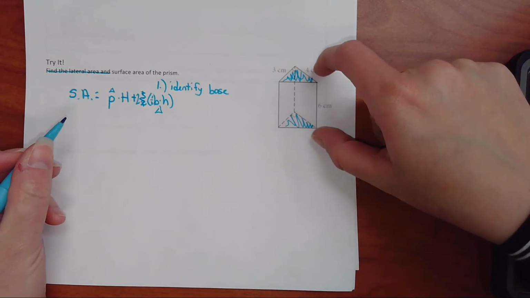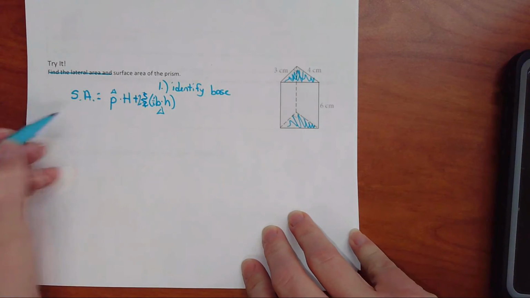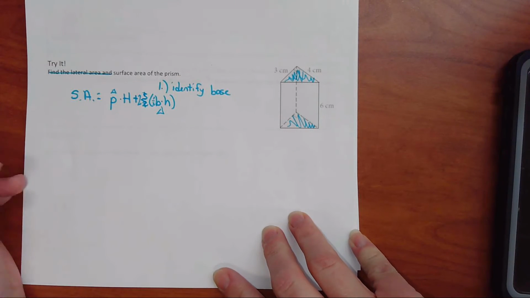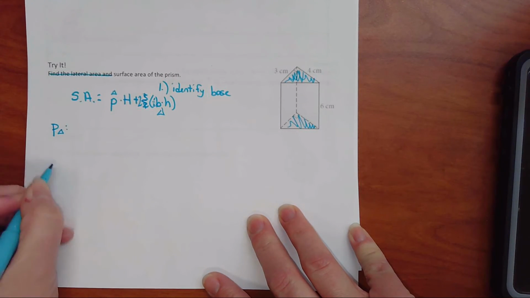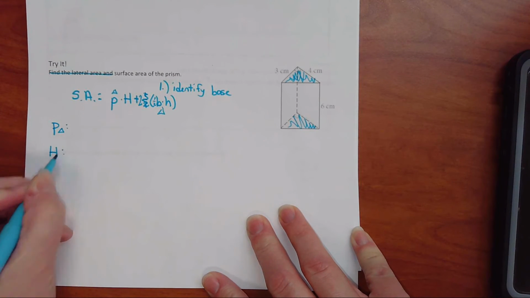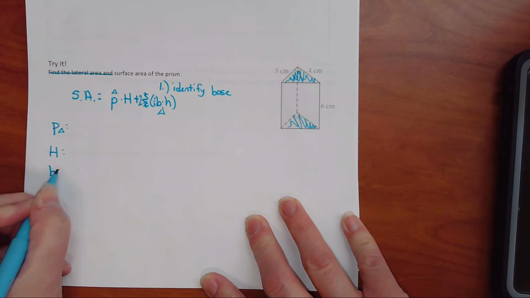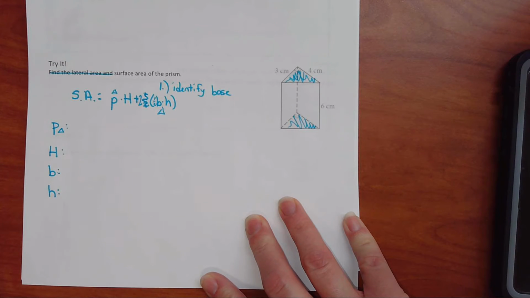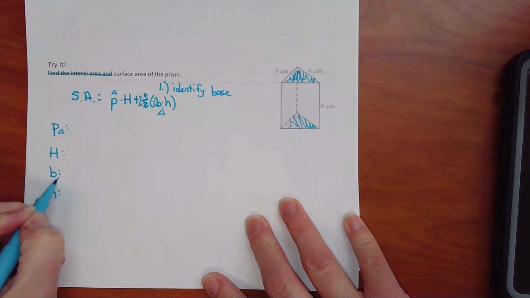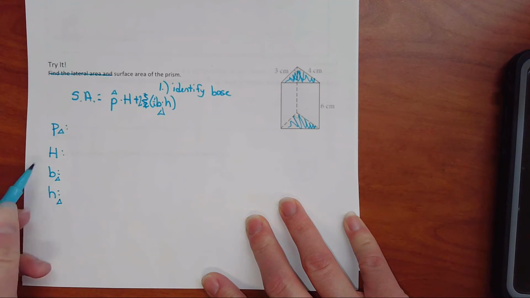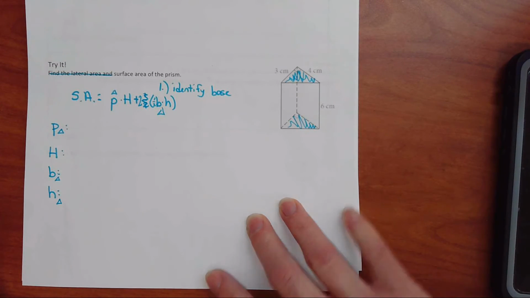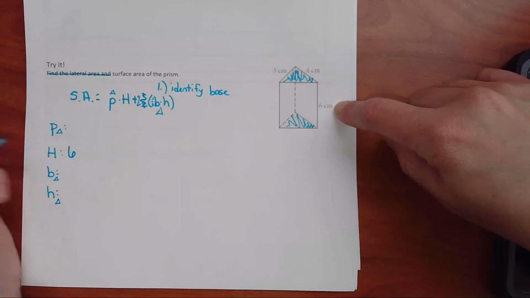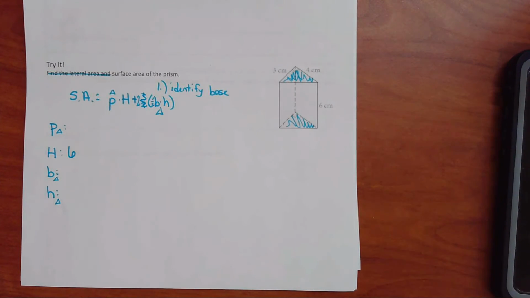So once we've identified the base, then your second step is going to be like the last one. You're going to find all of the variable numbers. So we have perimeter of the triangle, height of your prism, and then we have the base of the triangle and the height of the triangle. So this base is of the triangle, this height is of the triangle, this is of the actual prism. So it's the one side that's not included in your triangle, which in this case is 6. And it's the only time the 6 gets used.